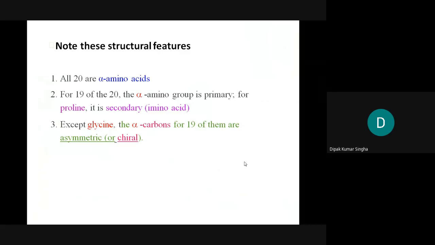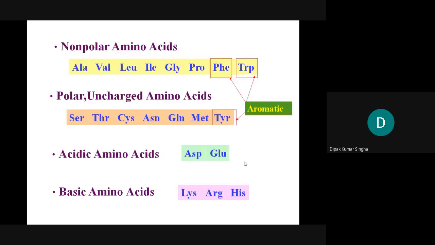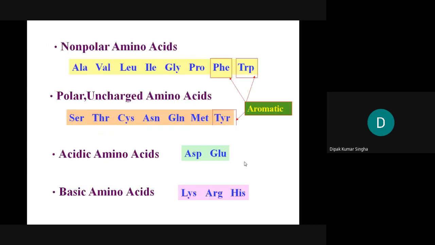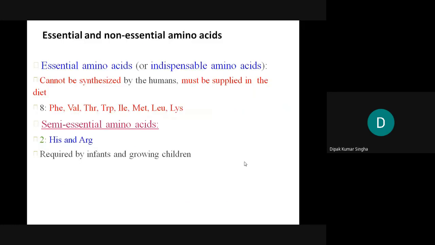Note the structural features: all 20 are alpha amino acids, the alpha amino group is primary except for proline, which has a secondary amino group, and except for glycine, the alpha carbon of the other 19 is chiral, so they have optical isomers. We have covered non-polar, polar, side chain, aromatic, acidic and basic. Now, essential and non-essential amino acids. What is essential and what is based on the essentiality?